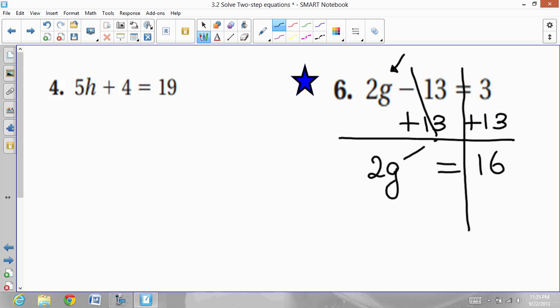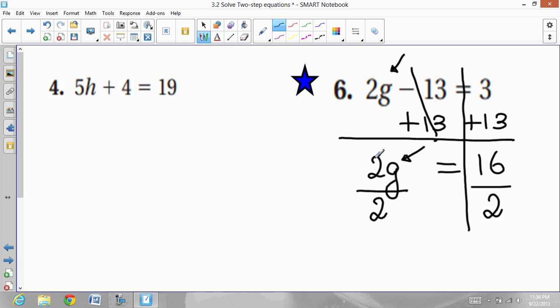Now you need to get rid of the 2 because you need to get the g alone, safe. If you look at the 2 and the g, there is no operation sign between, so that means it's multiplying. Since 2 is multiplying, let's go in with the division of 2. Once again, remember the line implies a division symbol. The opposite is to divide by 2 on this side and to divide by 2 on this side: 2 on the top, 2 on the bottom.